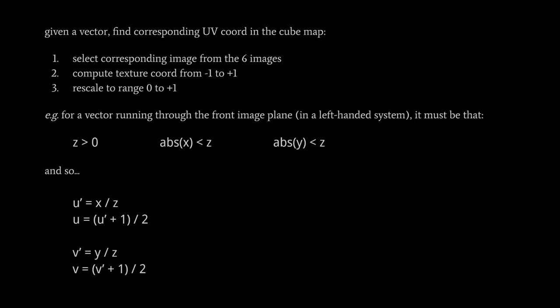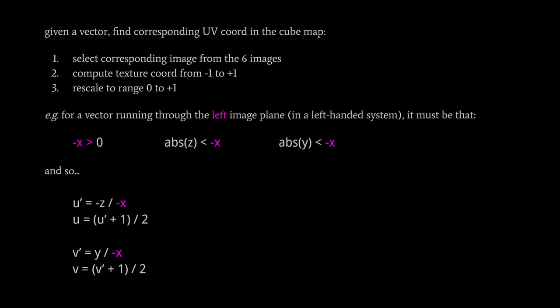Now for vectors running through the right image plane, it's all the same logic, except the axes are just swapping roles here. And so now the test that tells us that we're on the right image plane is that, well, X is going to be greater than 0, the absolute value of Z is less than X, and the absolute value of Y is less than X. And then to compute U's and V's, the ratio is negative Z over X for U and Y over X for V. Again, exact same logic, you just have to reorient for the different axes.